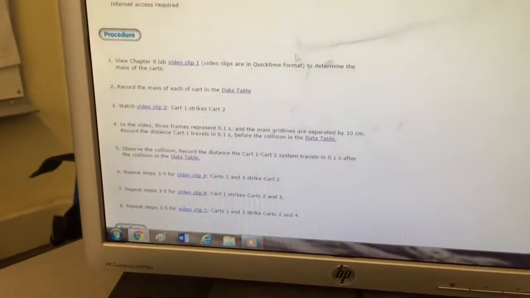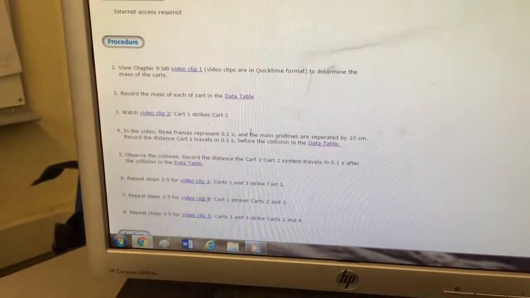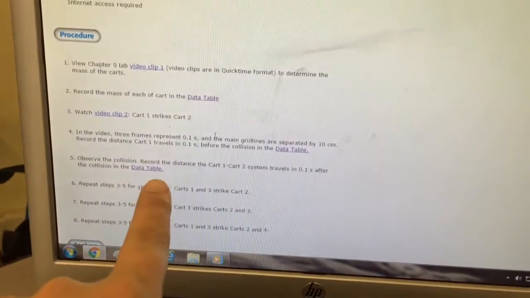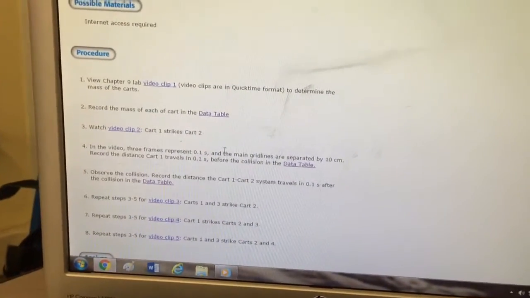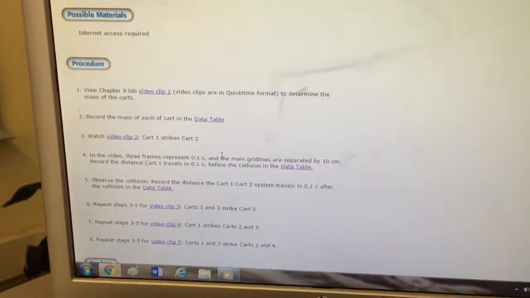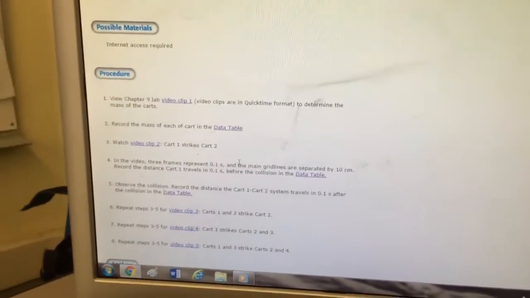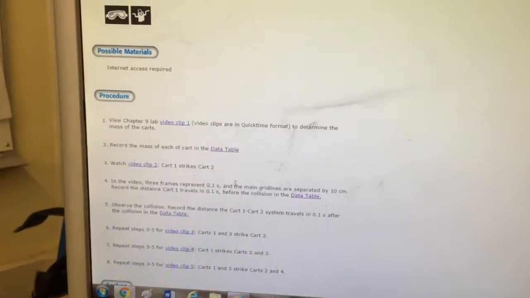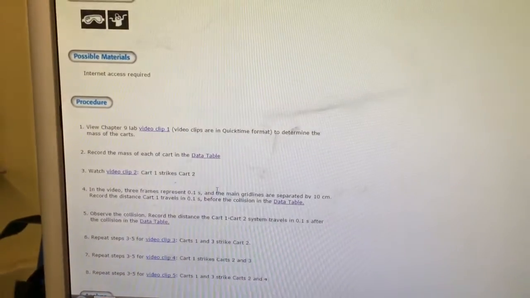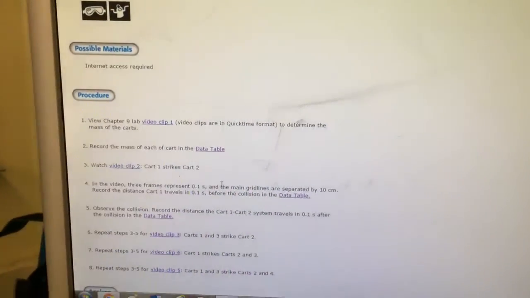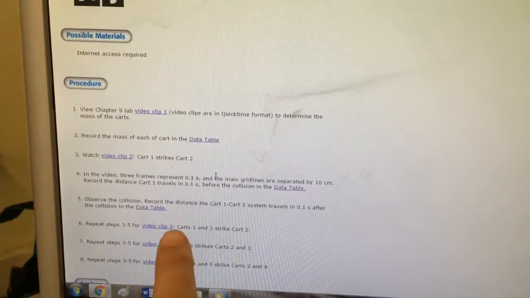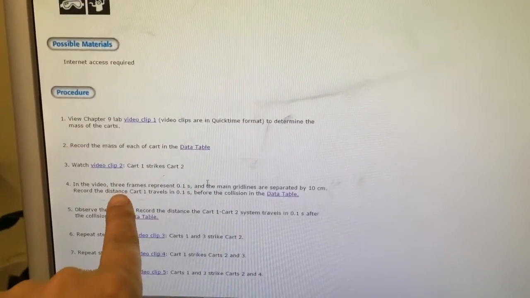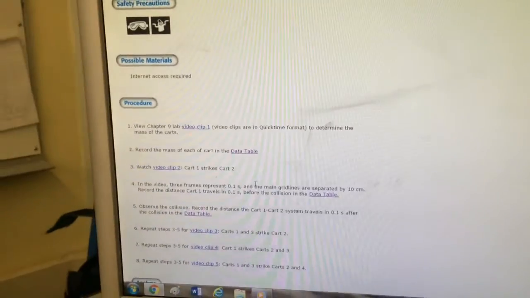So, data collection. Sometimes students have a hard time with step 4 right here that says 3 frames represent 0.1 second, and the main grid lines are separated by 10 centimeters. You have to figure out the distance the cart travels in 0.1 seconds, which means you have to figure out how far it goes in how many frames? 3 frames. So let's do that.